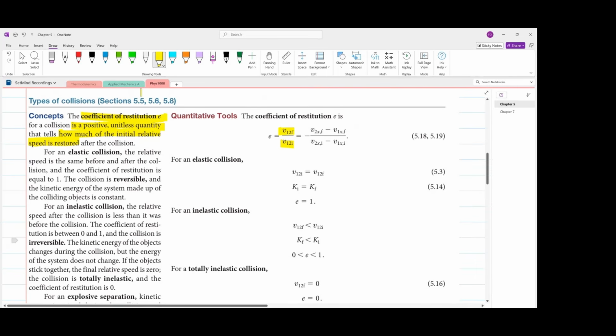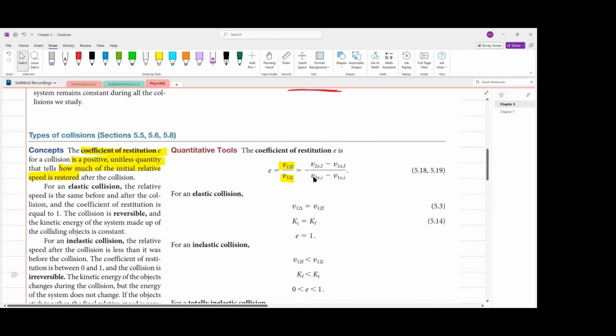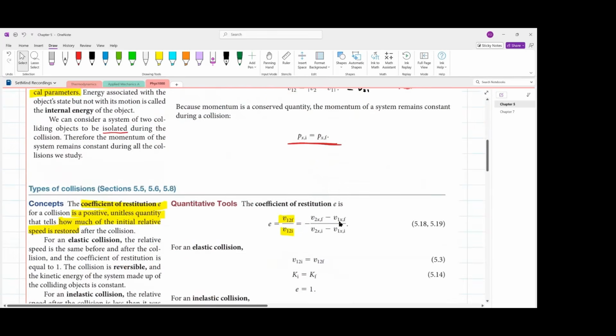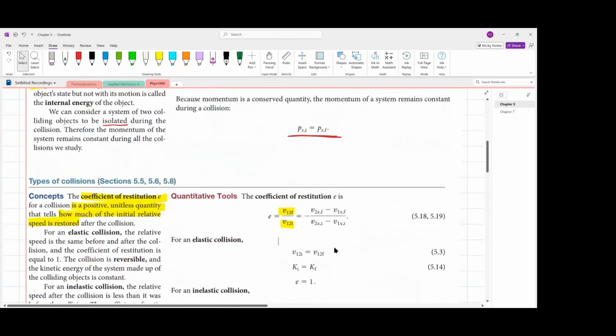But now, if we go to the formula, v1 minus v2 over v2 minus v1. Okay, so that is exactly what they have. There's always supposed to be a negative. So use this formula instead because it does have the negative. Okay, so this is our formula for coefficient of restitution.